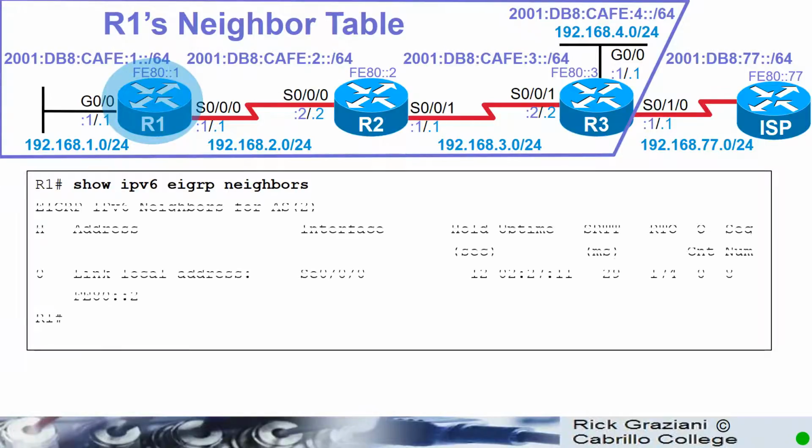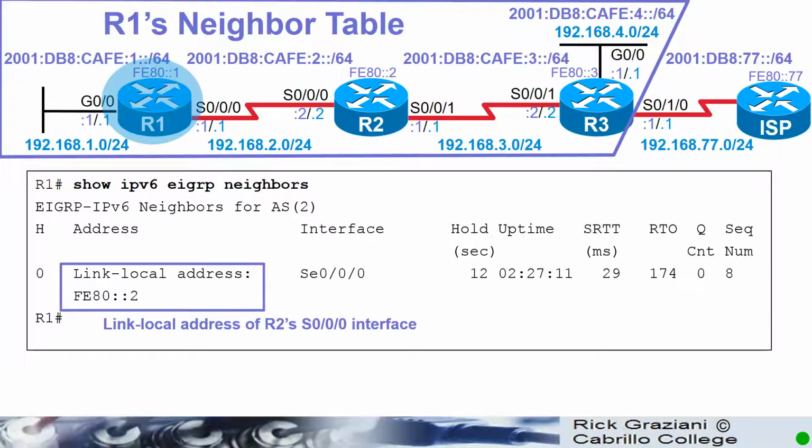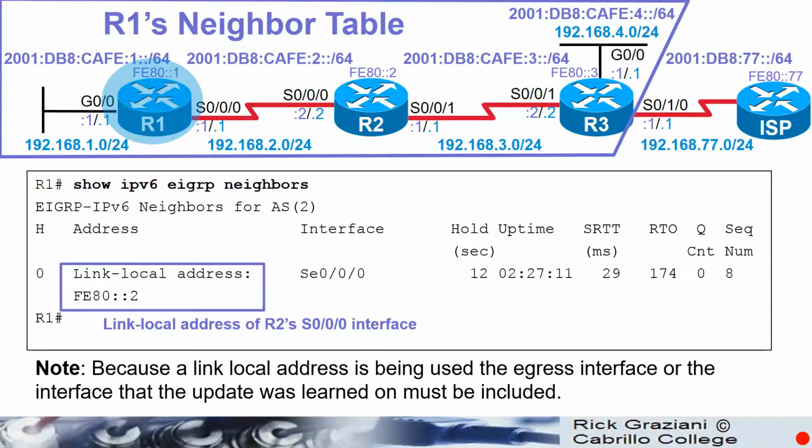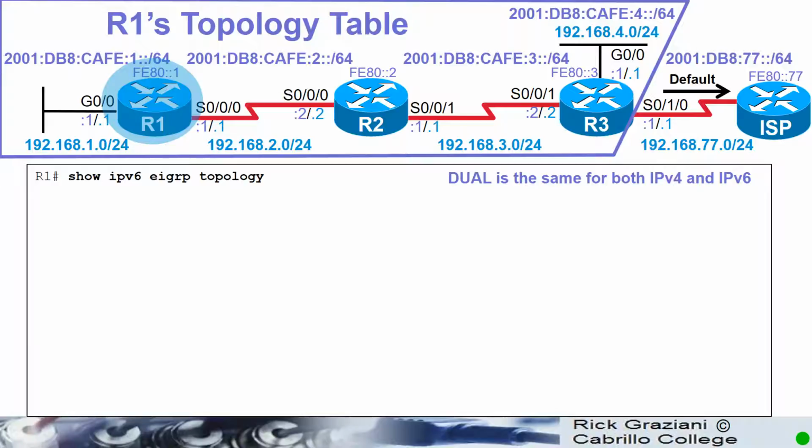Let's go and look at our neighbor tables. If you do a show IPv6 EIGRP neighbors, similar to the OSPF neighbor tables, you can see the appropriate addresses, interfaces, hold timer, and that's going to be more like the dead timer. You'll see again, it's using the link local address. Because the link local address is being used, the egress interface, or the interface that the update was learned on, must also be included. So you'll see the next item is that interface.